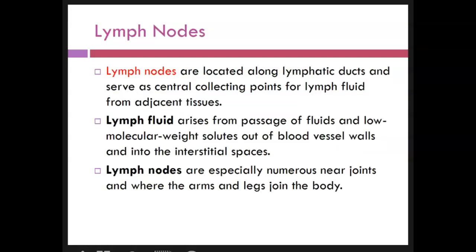Lymph nodes are located along the lymphatic ducts, and they serve as central collecting points for lymph fluid. This lymph fluid arises from passage of fluids and low molecular weight solutes out of blood vessel walls and into the interstitial spaces. So it's just like fluid from blood and tissues. The lymph nodes are especially numerous near the joints and where the arms and legs join the body. And if you remember back to the picture I just showed you, you could see those lymph nodes gathered in the joints and where the arms and legs join the body.